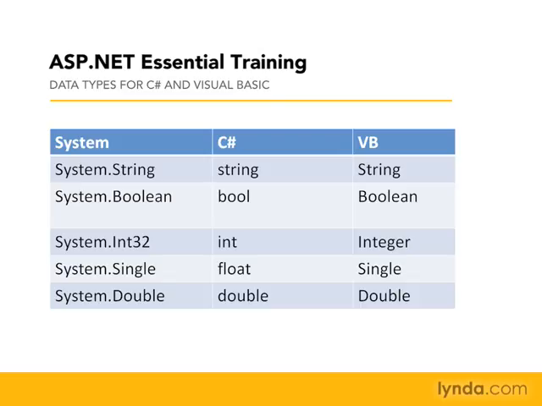A floating number is represented as float in C# and Single in VB, and a double number, which has greater precision, is represented in all lowercase in C# and with an initial uppercase character in Visual Basic. There are many other built-in data types in the .NET framework, and each has their equivalent syntax in C# and in Visual Basic. Check the .NET documentation for more complete examples.